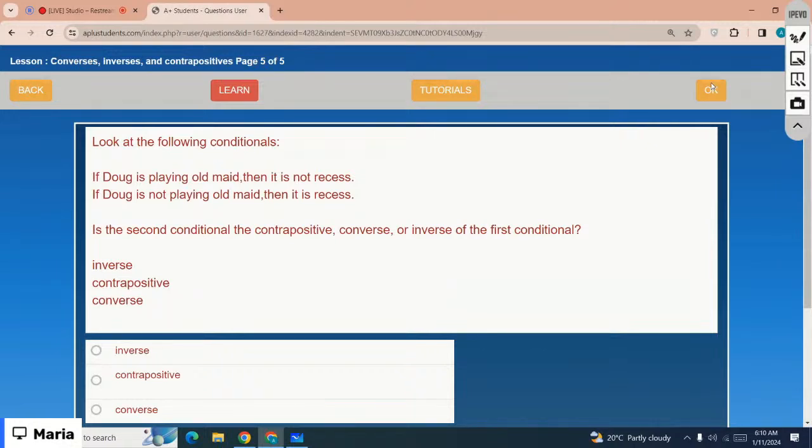Look at the following conditionals. If dog is playing old maid, then it is not recess. If dog is not playing old maid, then it is recess. Is the second conditional the contrapositive, converse, or inverse of the first conditional, which is the correct option?